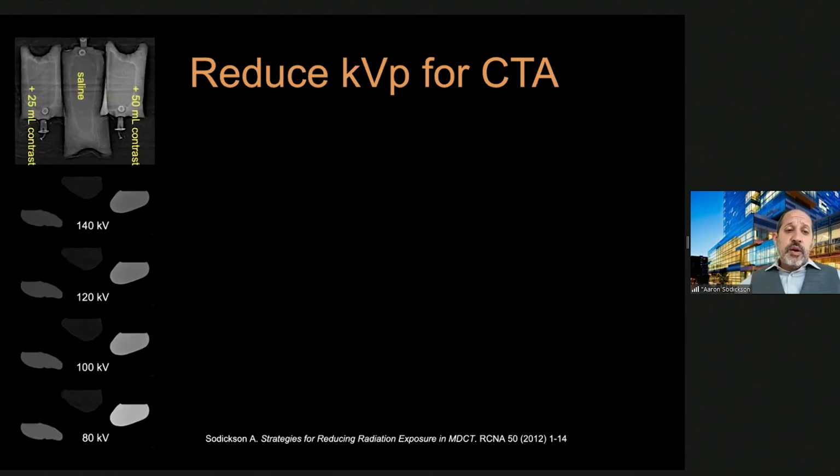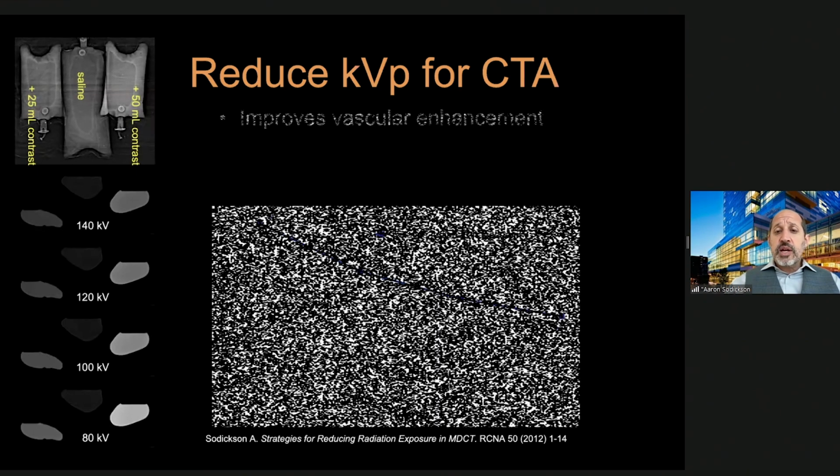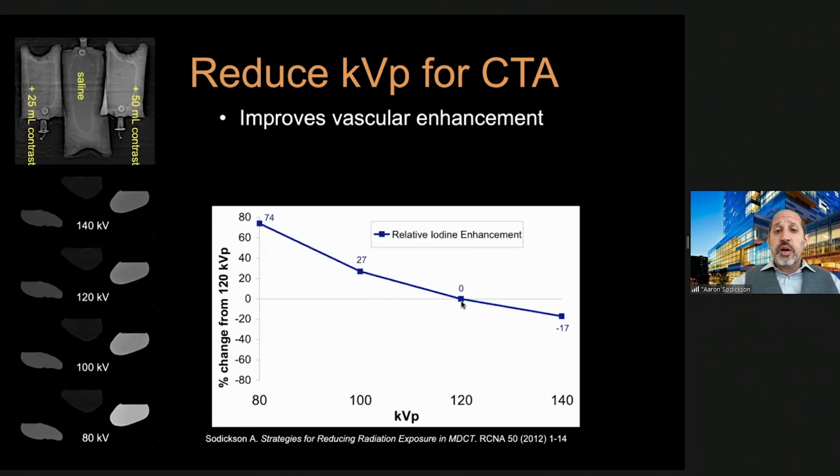The next thing that we use for our vascular studies is to reduce kVp. And so here's a homemade phantom with a bag of saline in the middle and bags of saline containing contrast on either side. And if you just look at the Hounsfield unit values compared to 120 kV, you can see that for obviously the same concentration of iodine in that bag, we're getting 27% higher Hounsfield units at 100 kV, 74% higher at 80 kV.